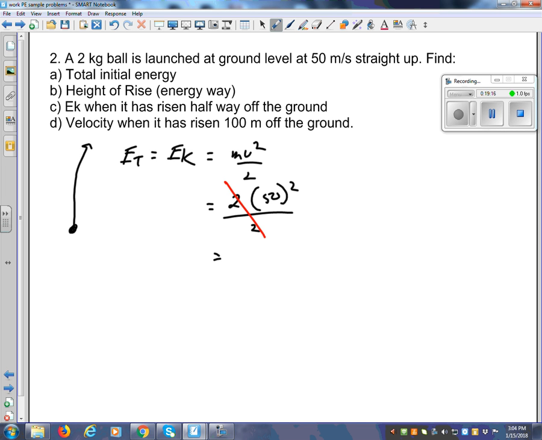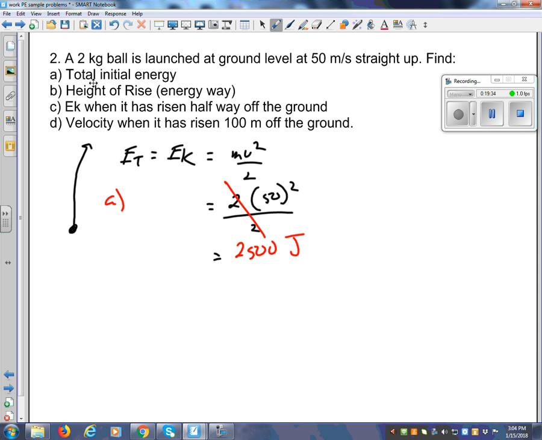So it's going to be 50 squared, right? 2,500 joules of total energy. That's it for 8, right? Is it not? Yeah, it's easy.